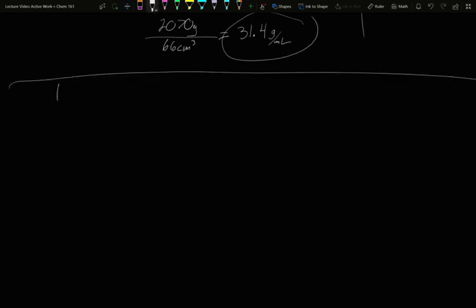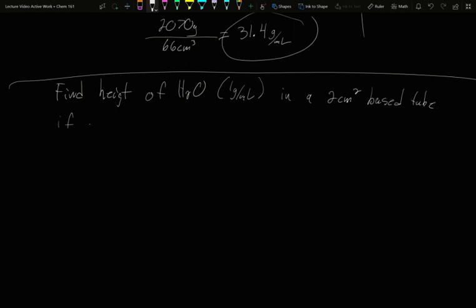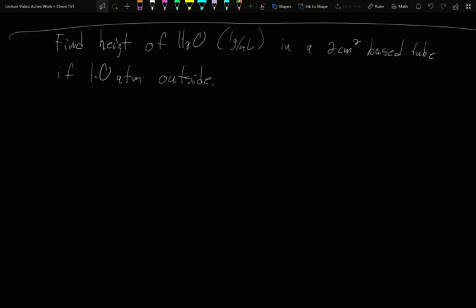Second problem: find the height of H2O, so 1 gram per milliliter, in a 2 centimeter square based tube if 1.0 atmospheres outside. So this time, instead of taking the height to find the density, here's a density. Find the height we expect the liquid to go up the tube. Go ahead and pause and give that a try.